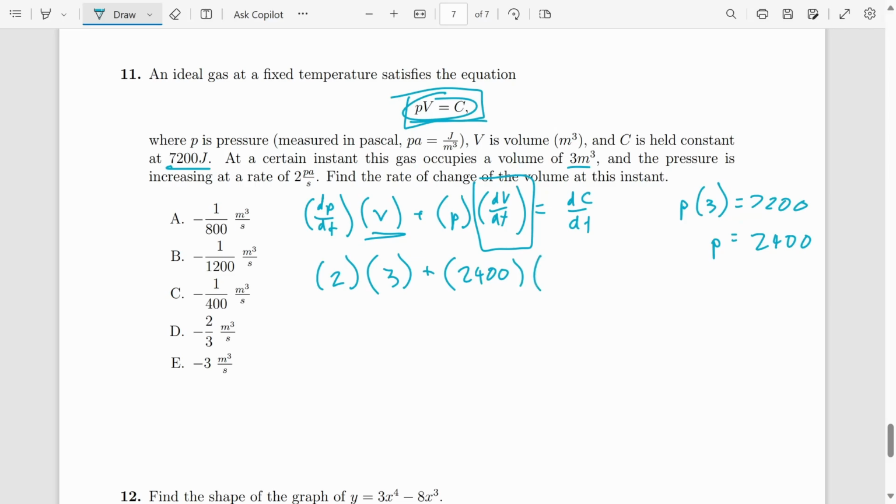Now dV over dt, that's what we're looking for, the rate at which the volume is changing. And now dC over dt, that's the rate at which, what is C? I don't know what C stands for, but it's the rate at which C is changing.